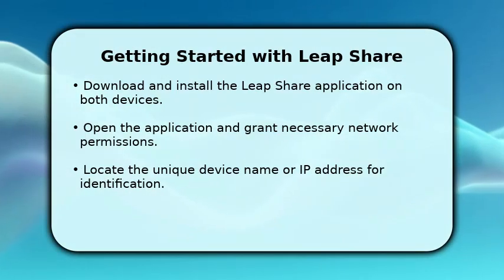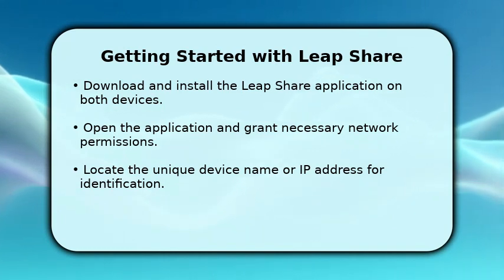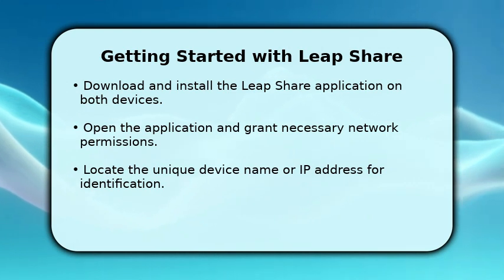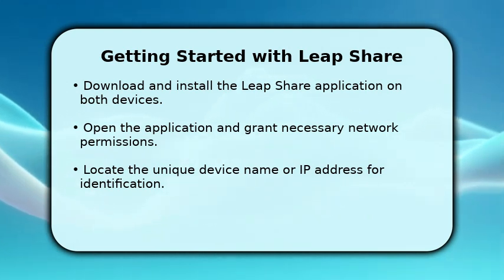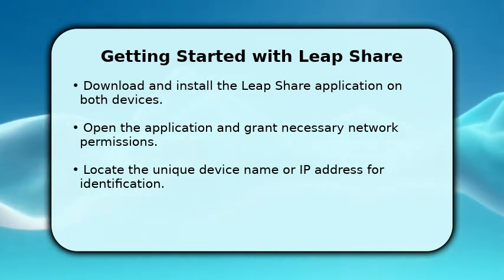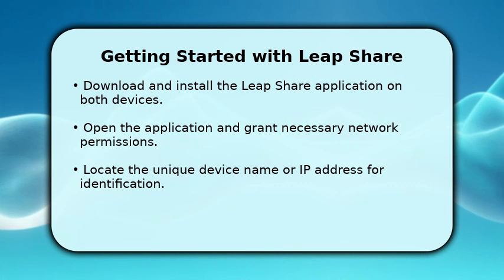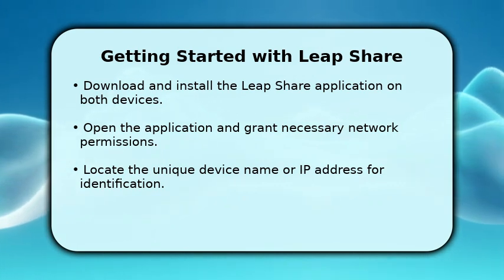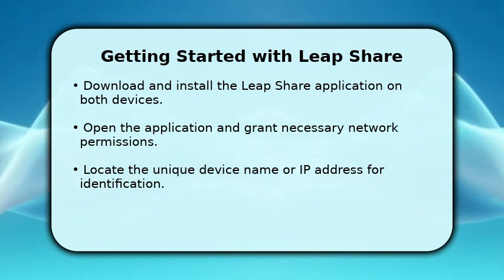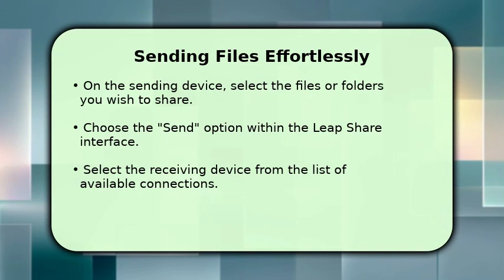To begin, download and install the LeapShare application on both the device you wish to send from and the device you wish to receive on. Once installed, open the application on each device. You will likely be prompted to grant network access permissions. Please accept these to allow communication. Each device will then display a unique name or IP address, which you will use to identify it during the transfer process. Now, let's send some files.